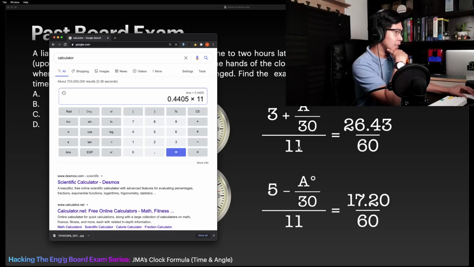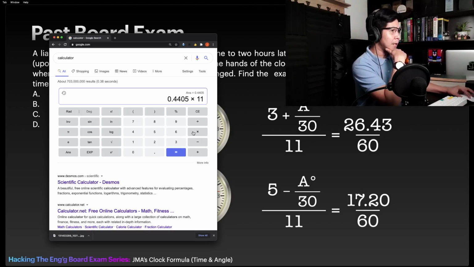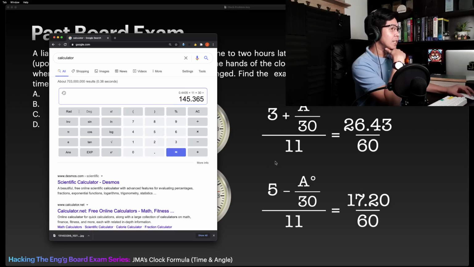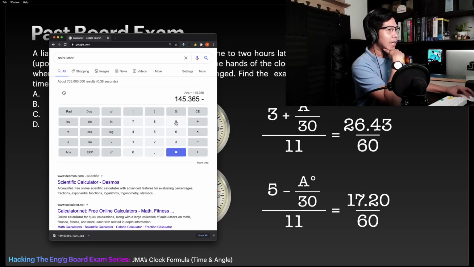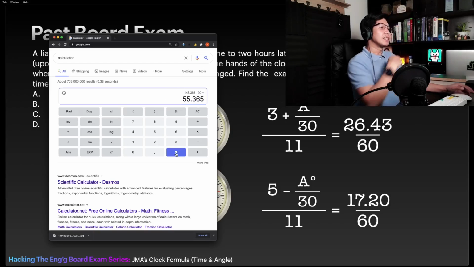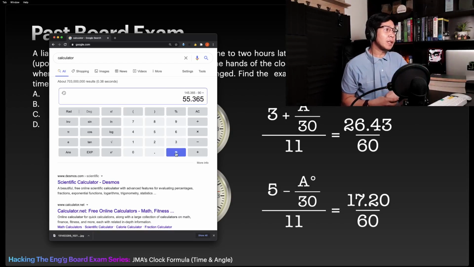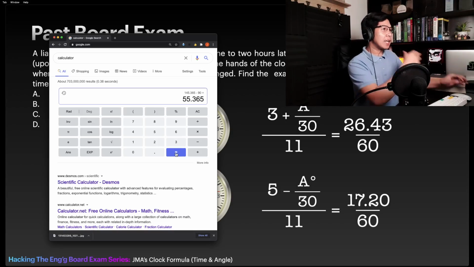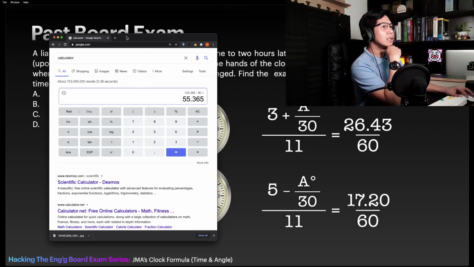Then, binaba natin. Iakit ulit natin doon. So, I multiply this by 30. And then, if you notice, plus na po ito. So, 30 times 3. And then, ililipat natin siya doon sa kabila. Magne-negative ngayon yon. So, that's minus 90. And the angle is 55.365 degrees. So, yun yung angle.